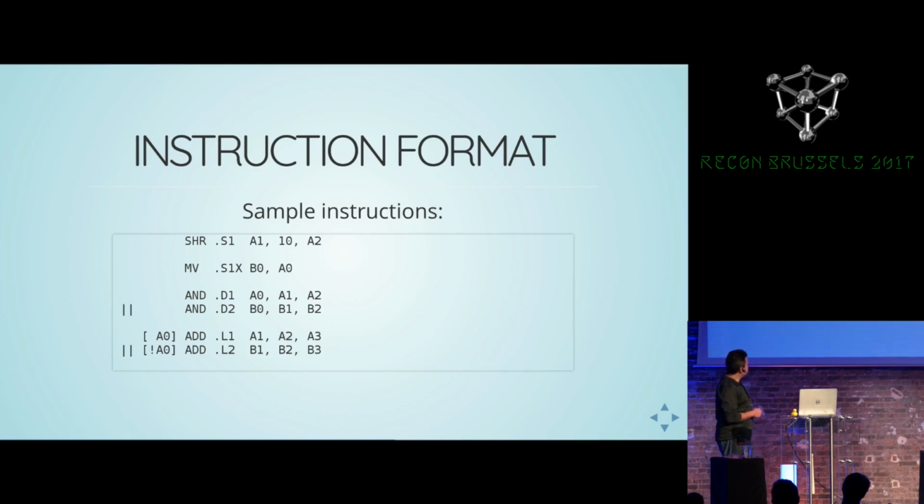And this is an if-then-else that will be executed in a single cycle. If A0 is equal to 0, then this command will be executed. Otherwise, this command will be executed. And all this is executed in a single cycle.